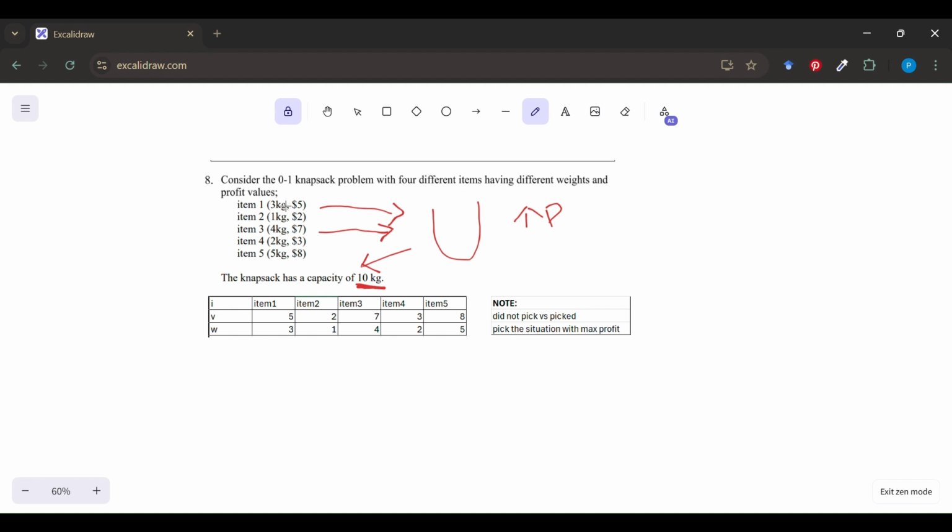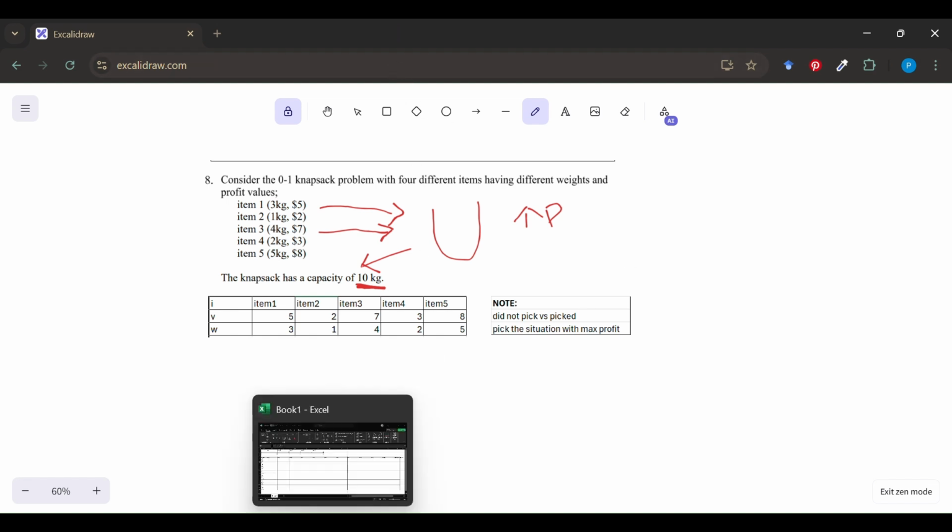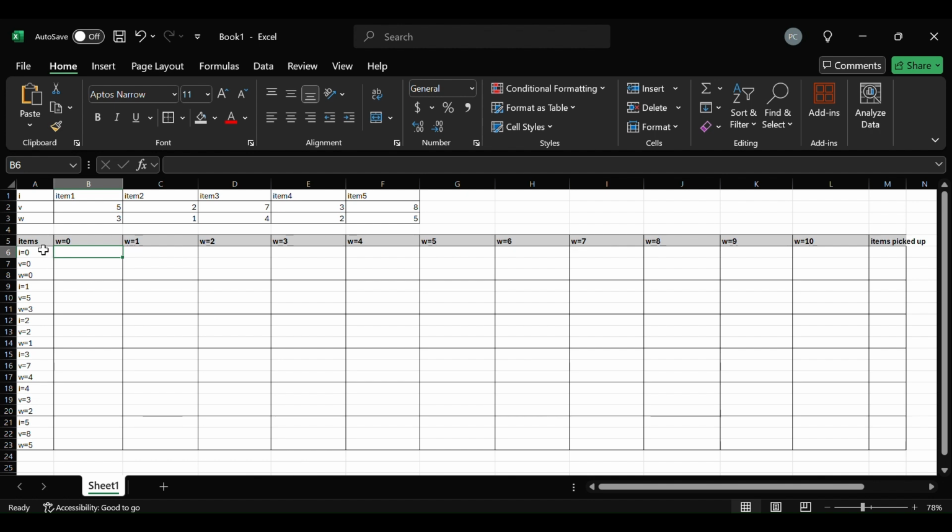And each of the items has its own weight and some profit value. So you want to place items into this bag such that you get the most value, but you do not exceed the limit of the bag. And we will be using the dynamic programming approach to answer this question. For the dynamic programming approach, you're going to need a table like this.